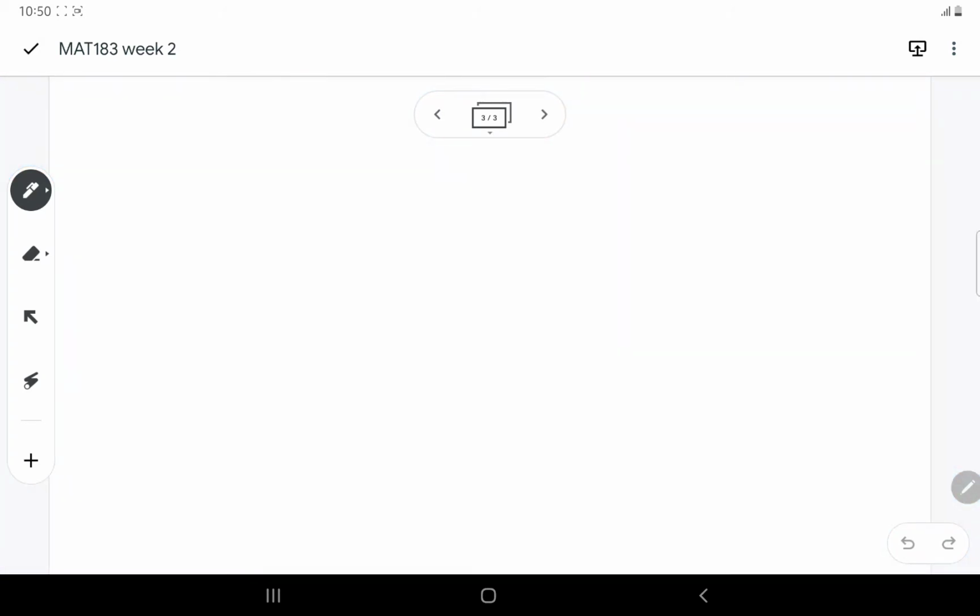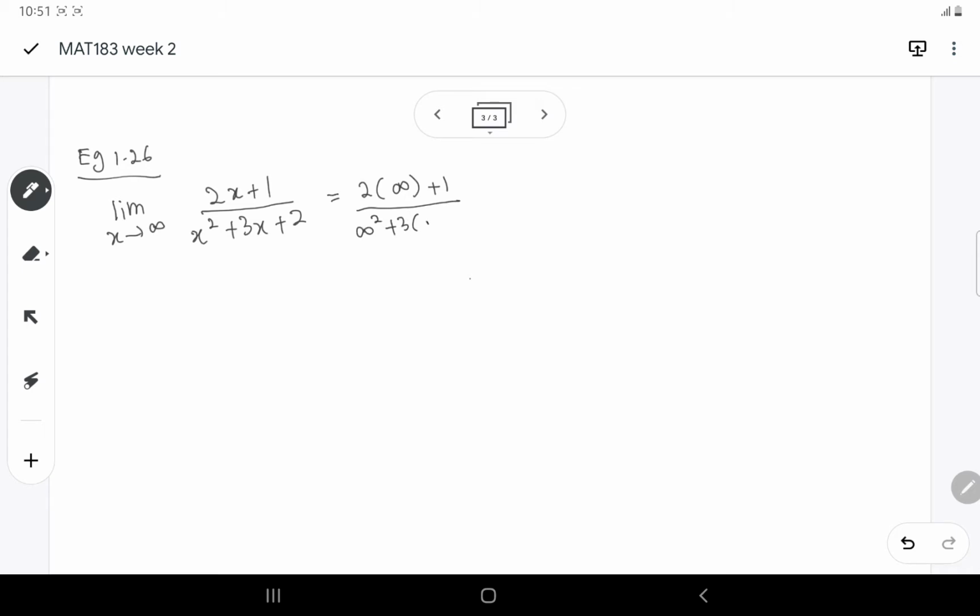Okay, the next example, in example 1.26, we want to find the value of limit x tends to infinity for the function of 2x plus 1, and then divide by x squared plus 3x plus 2. Okay, when we solve this question, if we directly substitute the variable x with infinity, we'll get 2 times infinity plus 1 divide by infinity square plus 3 times infinity plus 2. So the upper part will be 2 times infinity, where it is infinity plus 1, so the answer will be infinity, and the lower part is also infinity. So for this answer, we will get infinity divided by infinity.